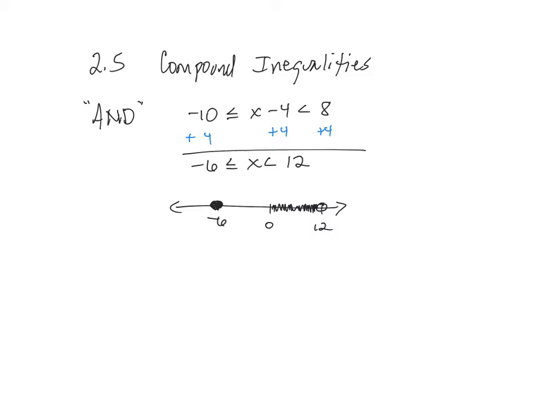And in this part, actually, don't read it. You always read it from the x, so it's kind of weird going backwards, but this means x is greater than or equal to negative 6, which means go this way. So all the numbers in between here are greater than negative 6 and less than 12.